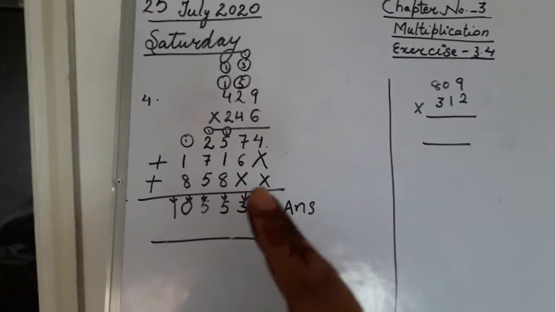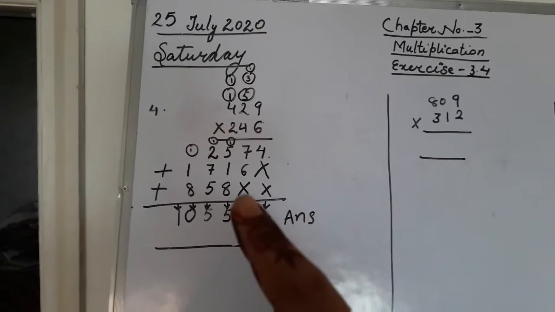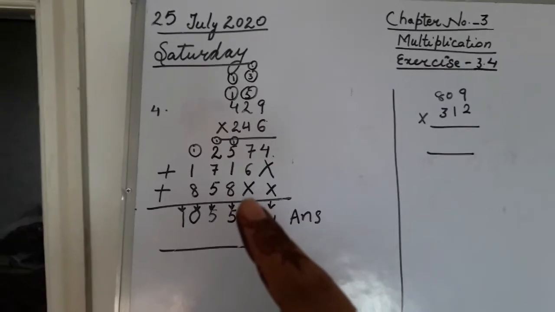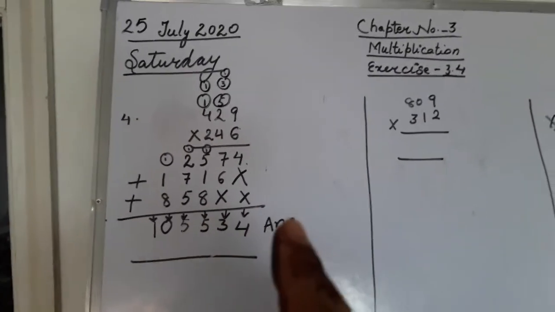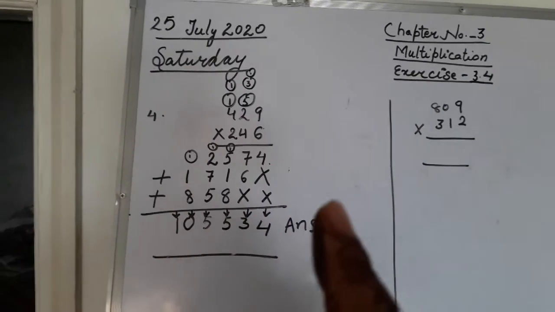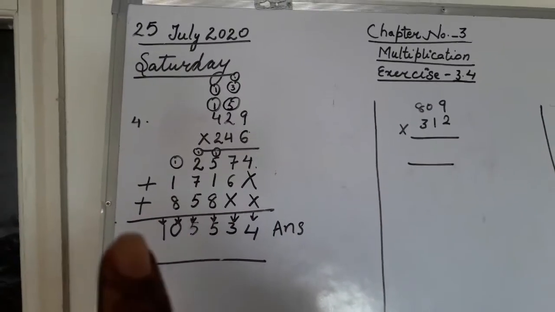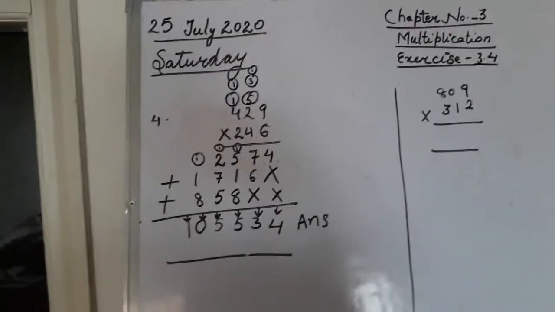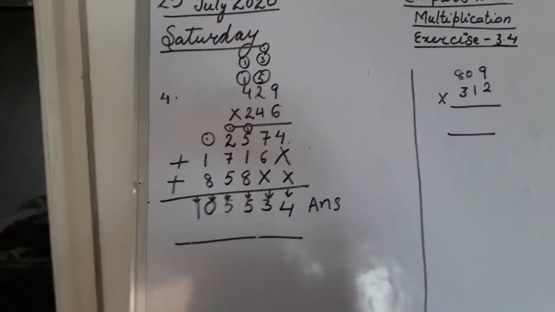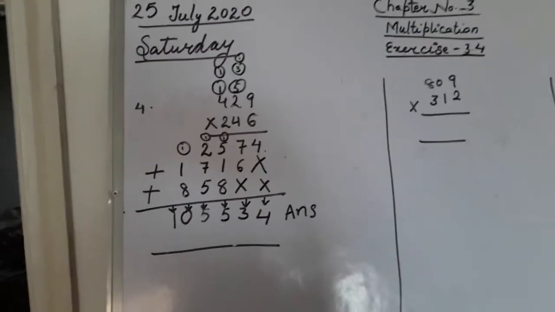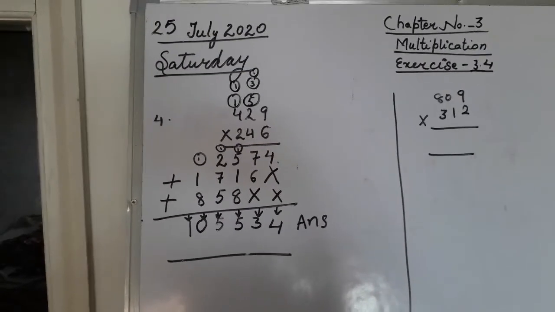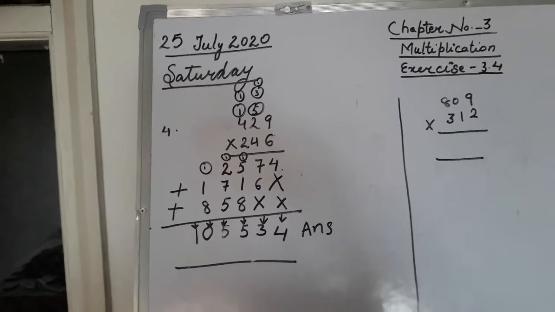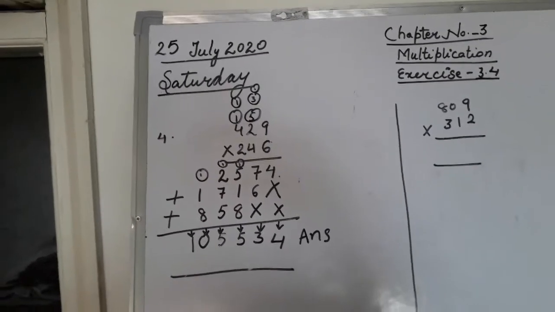Now put the 2 crosses at the ones and the tens place. Keep one thing in mind, you have to put the crosses starting from the ones. Don't start from the left hand side, okay? Then 9 twos are 18, 2 twos are 4, 4 plus 1 is 5, then 4 twos are 8.